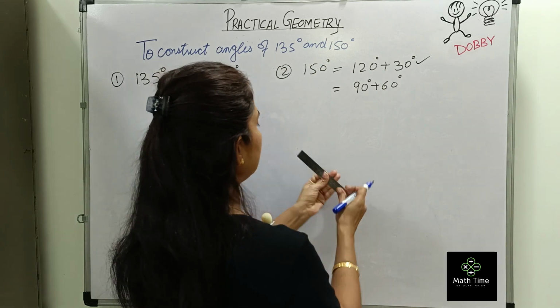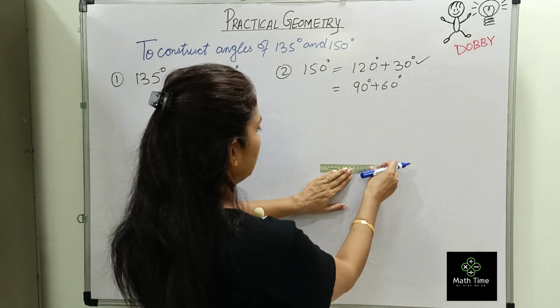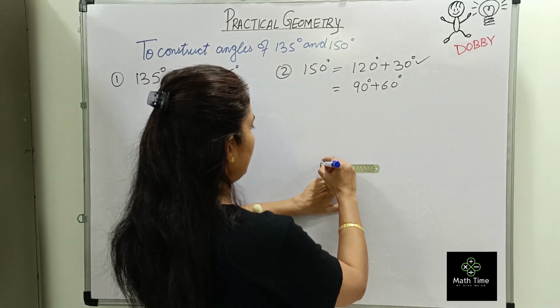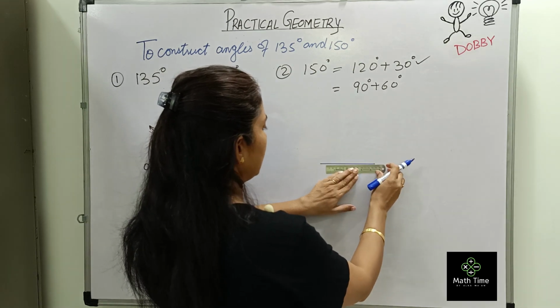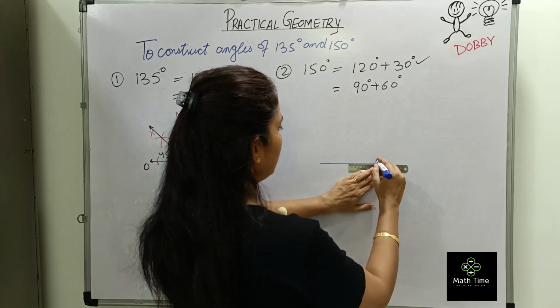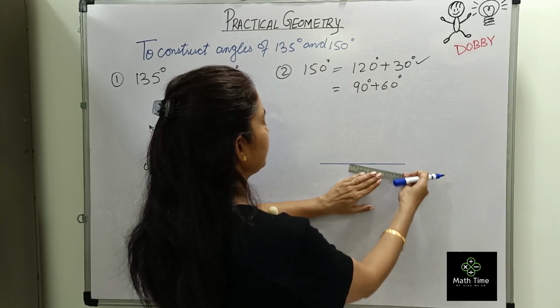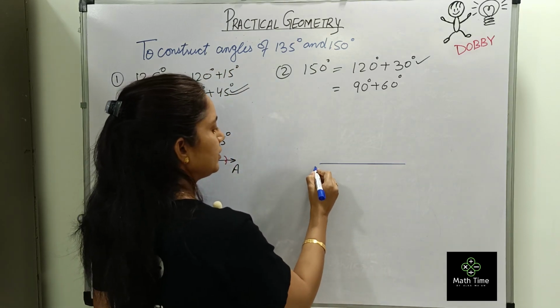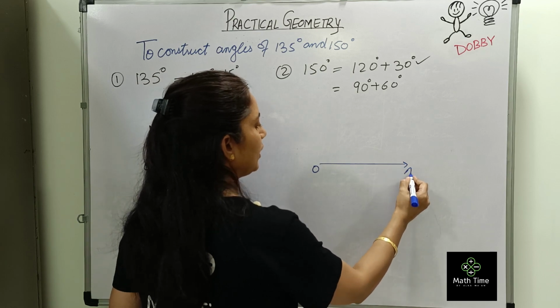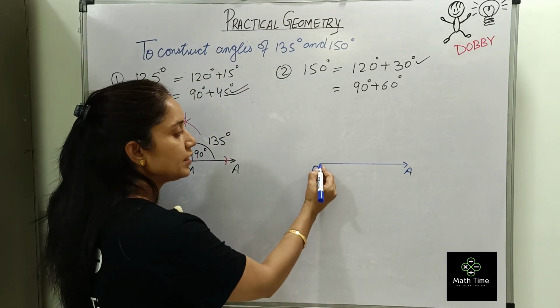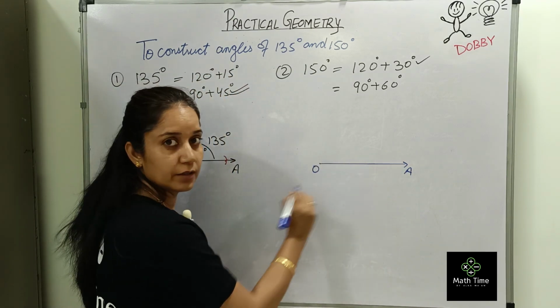120 is double of 60, right? Base ray. Increasing it a little bit more so that it is clearly visible to you all. Let us name it OA. With O as center, we have to make an arc.